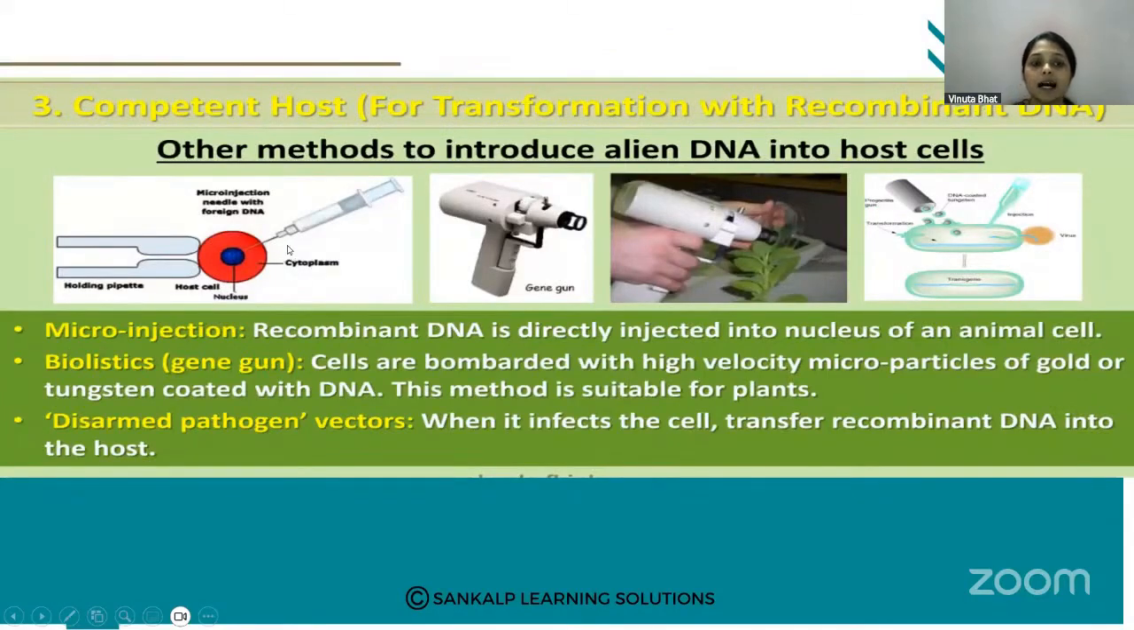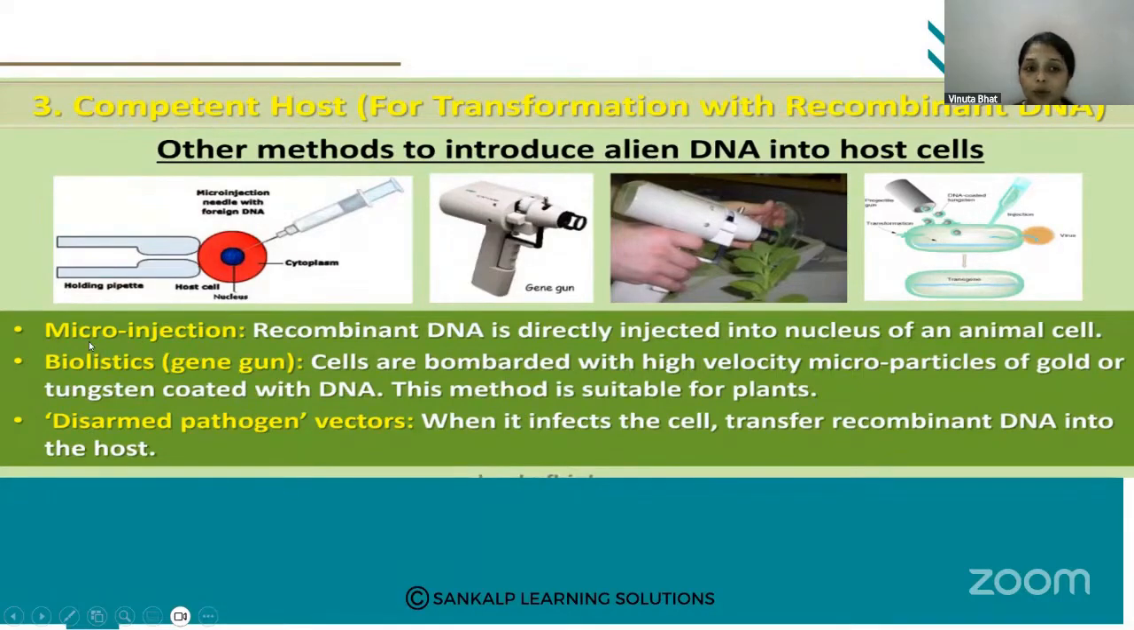Then some other methods were also developed to introduce the recombinant DNA into the cell. The second one is microinjection. Okay, so here you can see the microinjection. Recombinant DNA is directly injected into the nucleus of an animal cell. So here you can see how the recombinant DNA is introduced into the nucleus of the cell.